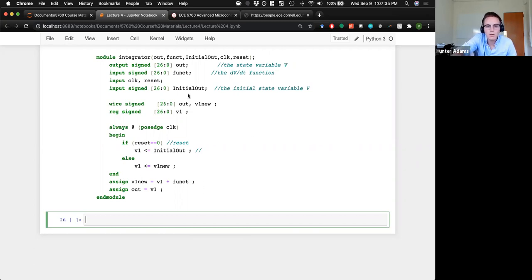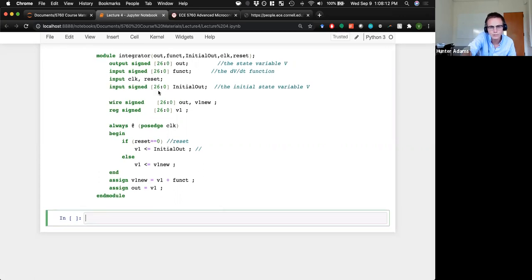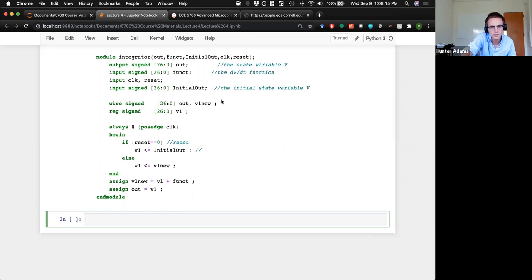So for this module, we can look at the inputs and outputs. It's outputting a 27-bit 7.20 fixed point number. It has an input called funct. This is the dv/dt function. For you, this will likely live in a separate module. You'll likely have some module that's calculating the derivatives that you'll tie to this integrator module. In this case, that's just getting passed in as an input. It has a clock and reset line, and it has initial conditions and some intermediate values here.